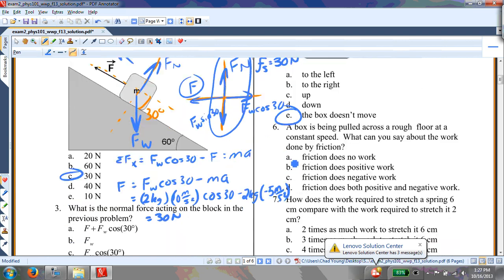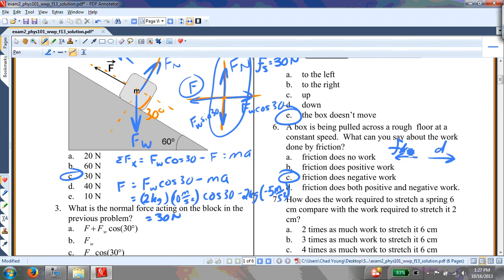E. A box is being pulled across a rough floor at a constant speed. What can you say about the work done by friction? Friction does negative work because the displacement is in this direction, but the frictional force is in that direction. So they're opposite directions, that's negative work.